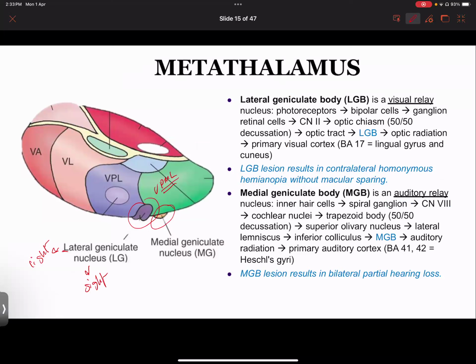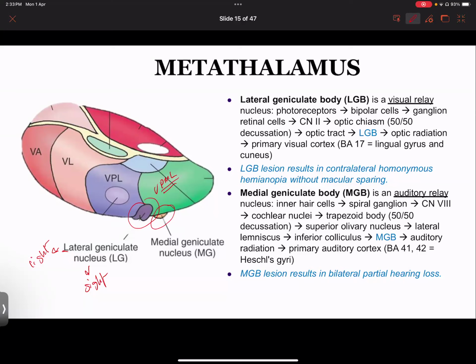So again, we said lateral geniculate nuclei, L for light, so it has to do with the eyes. Everything that has to do with the eyes is going to relay there. The optic tract is going to relay in the lateral geniculate nuclei, and then it's going to send optic radiation back to the primary visual cortex.